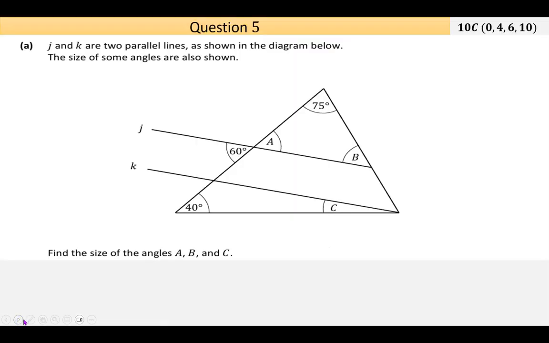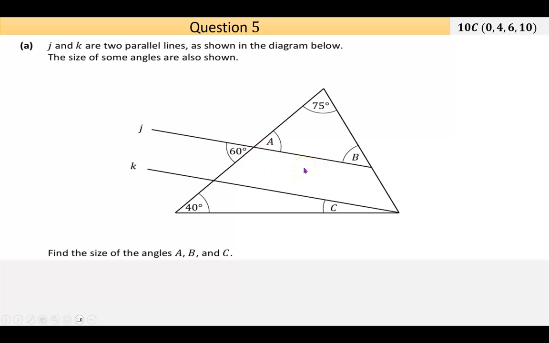So we get stuck in. This question is around trigonometry and geometry. Question 5 part A is worth 10 marks, and it says that J and K are two parallel lines. So we've been given some information here, as shown in the diagram below.